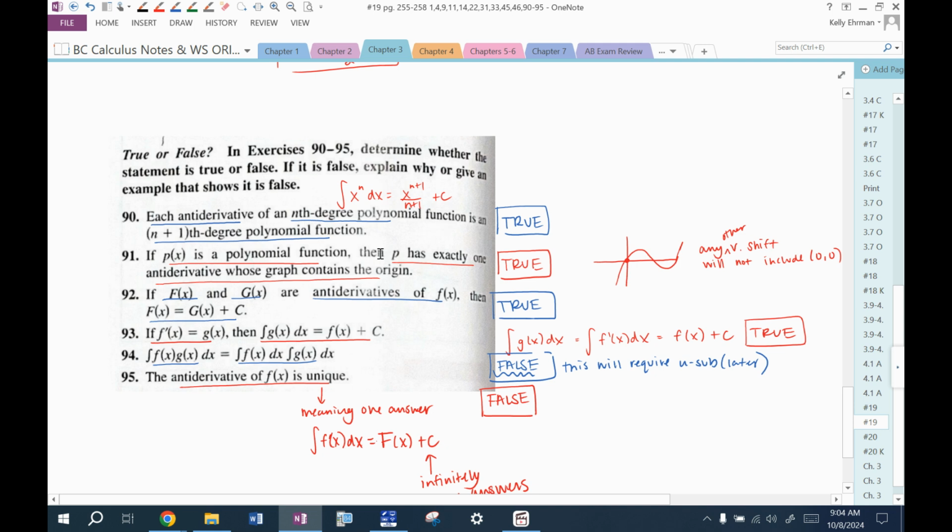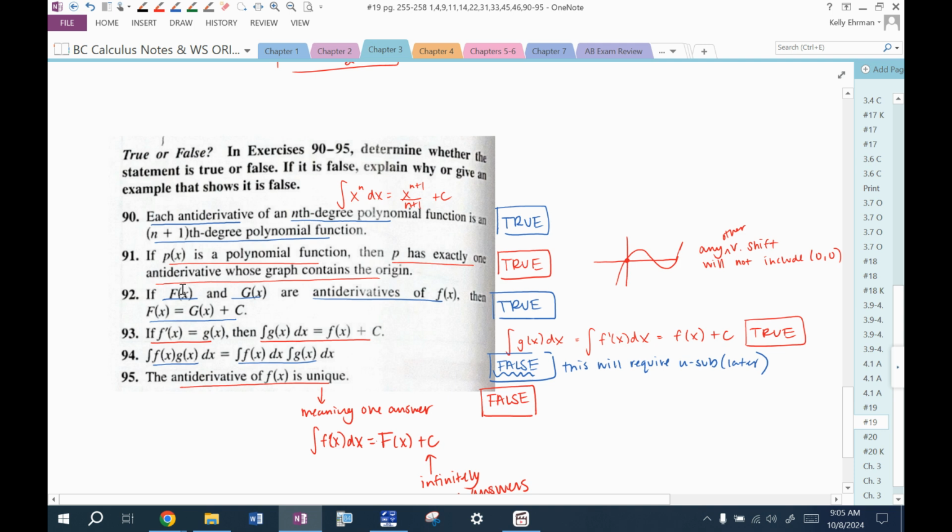91, if p of x is a polynomial function, then p has exactly one antiderivative whose graph contains the origin. So that's also true. Obviously this is one type of polynomial, but let's say that this is an example of the antiderivative and it goes through 0, 0. Remember, the plus c is a vertical shift. So any vertical shift of this graph won't produce another point that hits 0, 0. So there's exactly one that's going to go through 0, 0, but every other vertical shift will be something beyond that.